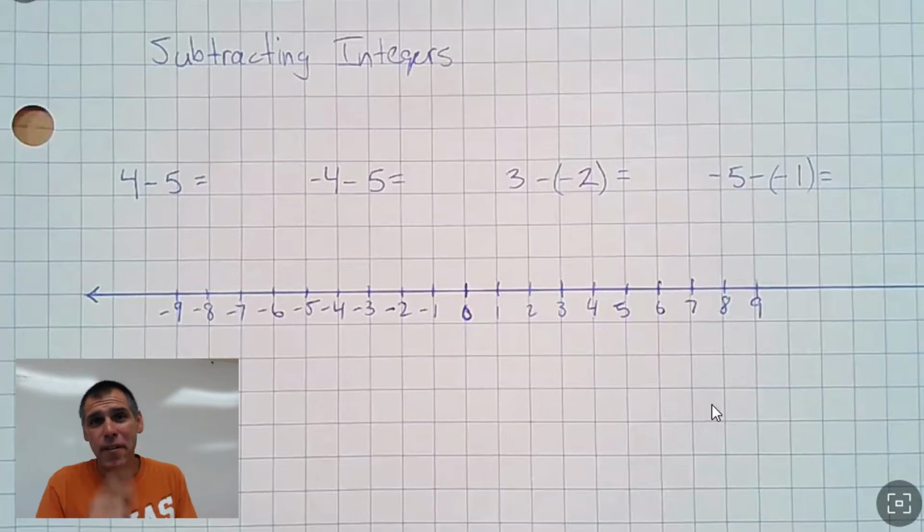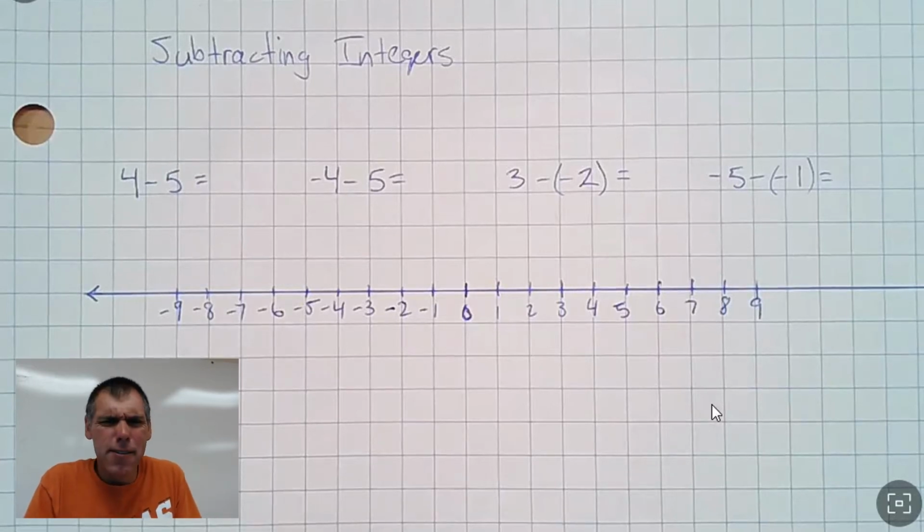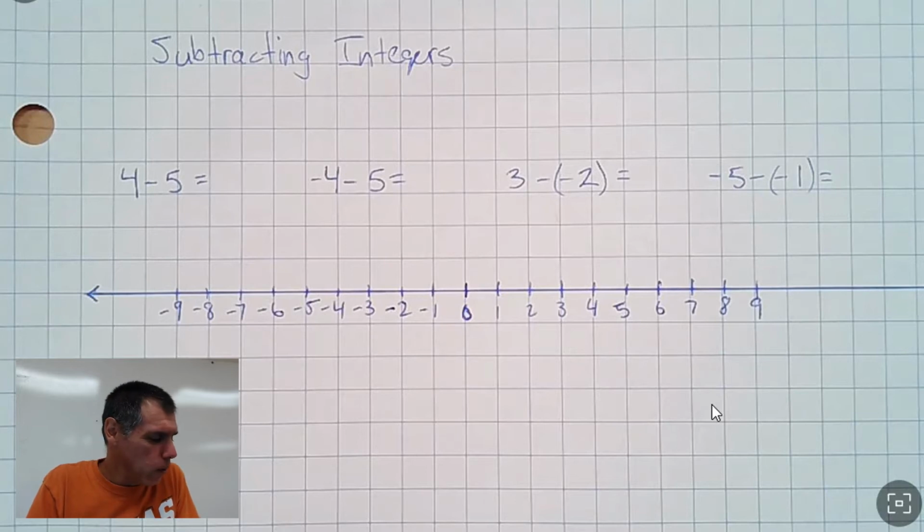Hey, you're probably wondering, how do you do this subtracting integers thing? This is confusing. Well, I hope to help you out with this. I got 4 different examples in a number line. So let's start with 4 minus 5.